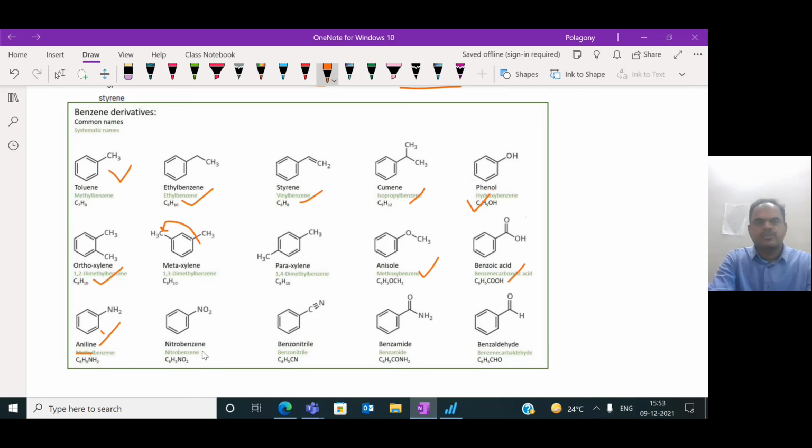Next to this is nitrobenzene. This is benzonitrile, nitrile C triple bond N. This is benzamide. This is benzaldehyde. So we must know the names of these compounds, the common names and IUPAC names.